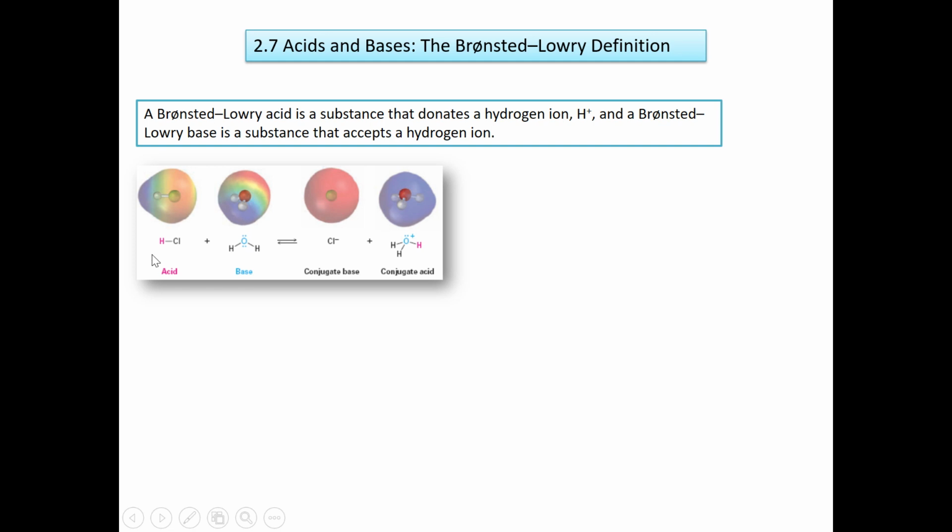We have hydrochloric acid plus water. Hydrochloric acid will lose this hydrogen, okay, forming the chloride, while the proton that the hydrochloric acid gives up can be taken by the oxygen to form the conjugate acid. This is acid-base. Basically, an acid is a compound that gives a proton, a base is a compound that receives the proton.